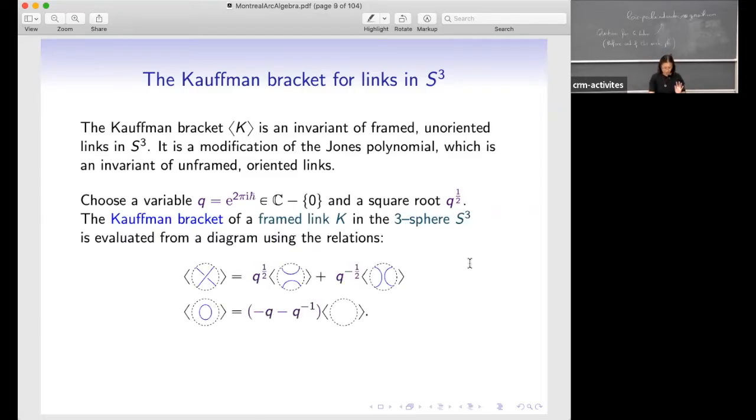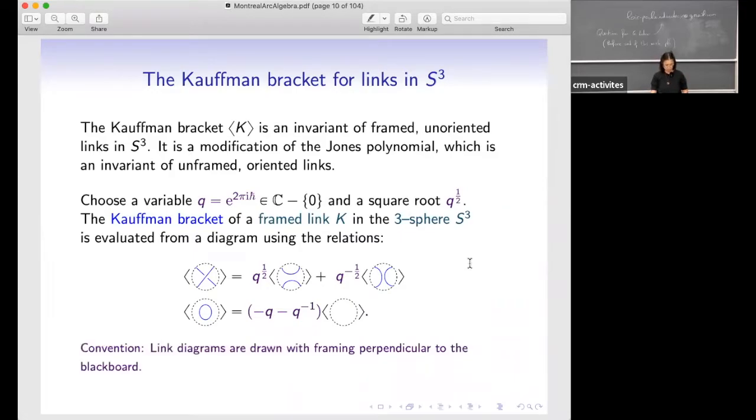The Kauffman bracket in the 3-sphere is basically you take a picture of your knot and then you apply these rules to simplify it. It says that if you have a crossing, you can resolve it in 2 ways with some power of q to keep track of which way you turn. And then if you see a little loop, then you can take it away and you put a number, minus q inverse, in front. Again, there's some kind of vector in front, so my convention is that the vector is always perpendicular.